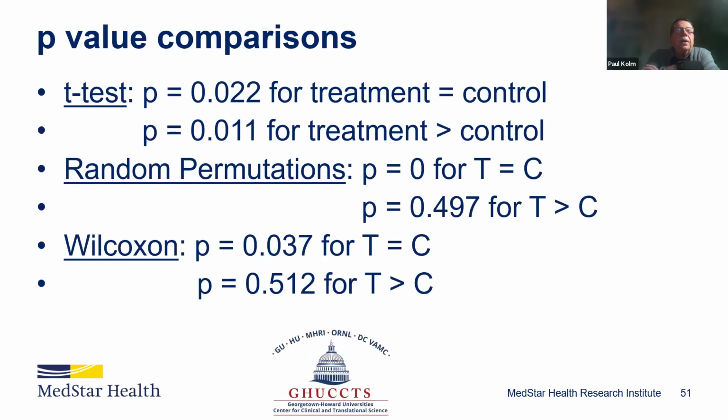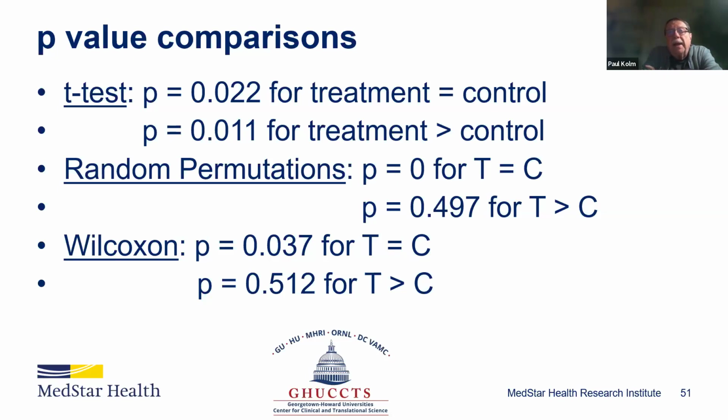If we compare our p-values for our different tests, for our parametric t-test, we get a p-value of about 0.02 for whether the treatment is equal to the control, and also significant if the treatment is greater than control. For the random permutation test, if we want to do whether it's equal, we actually come up with 0, at least the time I did it. So that would be really significant.